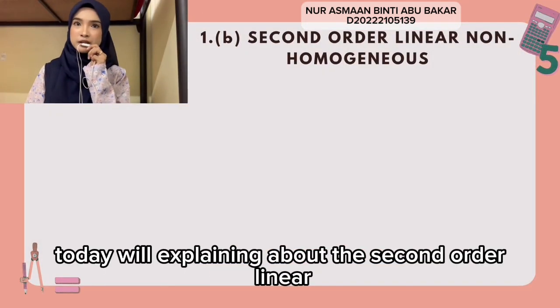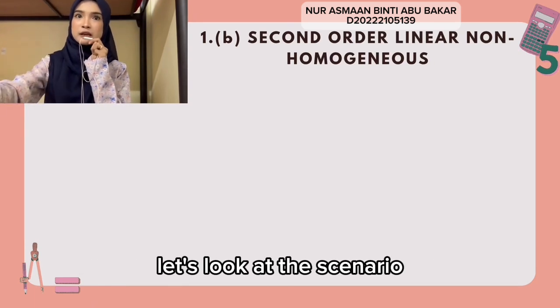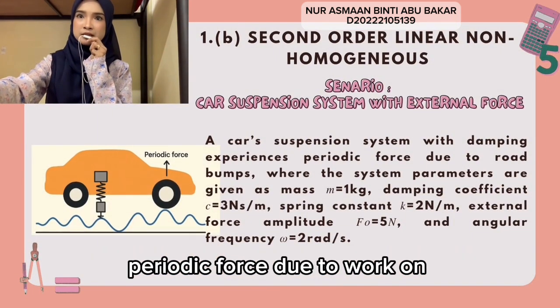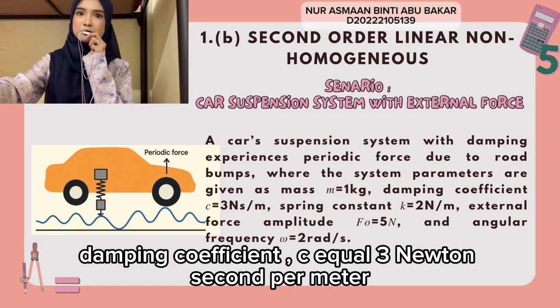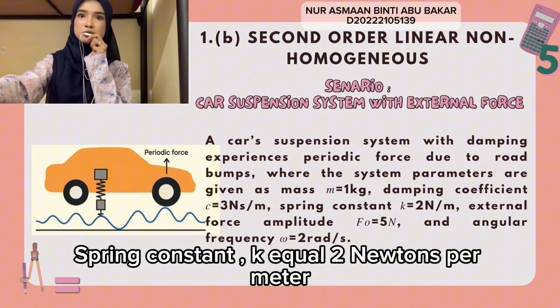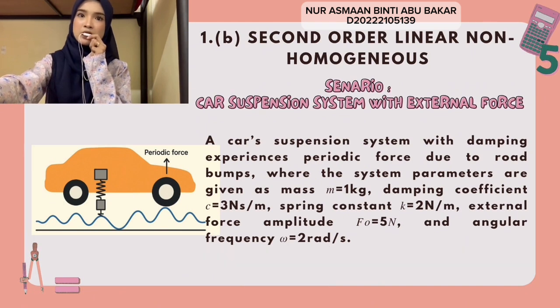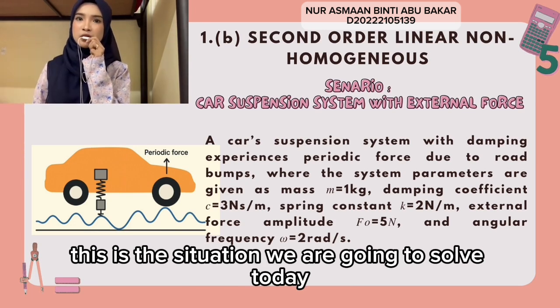Hey everyone. Today, I will explain the second-order linear non-homogeneous differential equation. Let's look at the scenario. A car suspension system with damping experiences periodic force due to a road bump. The system parameters give us mass m equal 1 kg, damping coefficient equal 3 Newton second per meter, spring constant k equal 2 Newton per meter, external force amplitude F0 equal 5 Newton, and angular frequency omega equal 2 radians per second. This is the situation we are going to solve today.